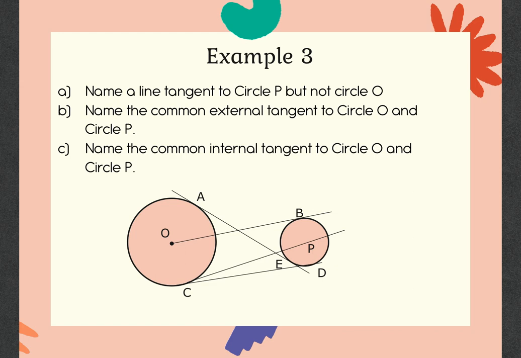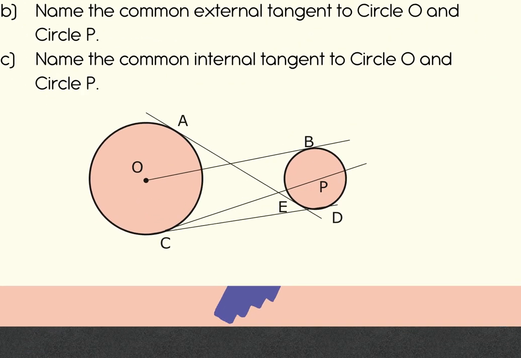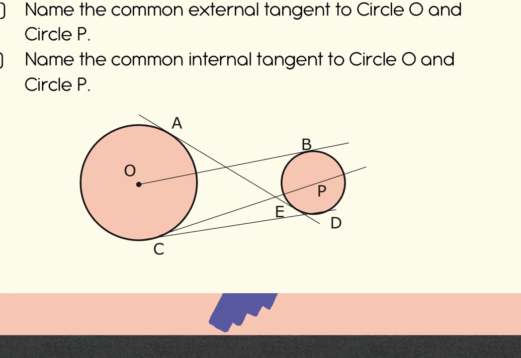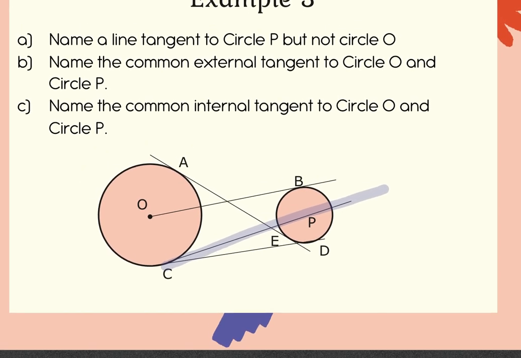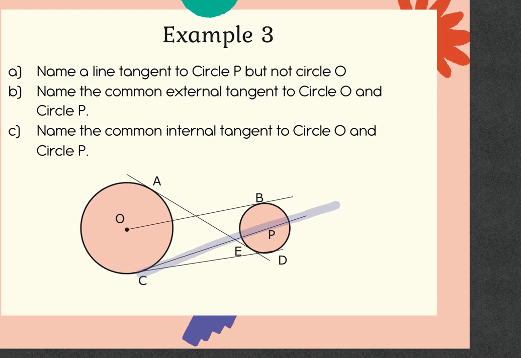So looking at this diagram, I want something that intersects circle P at one point, but does not do the same to circle O. What is that? CP, I could call it CP, yep. So CP would be tangent to circle O and cross through circle P. So that's why I know it's not the same thing. So CP, and it says a line, so it would be line CP.